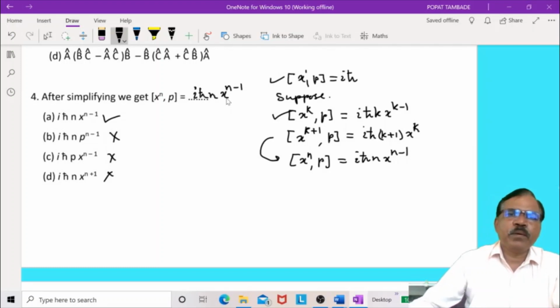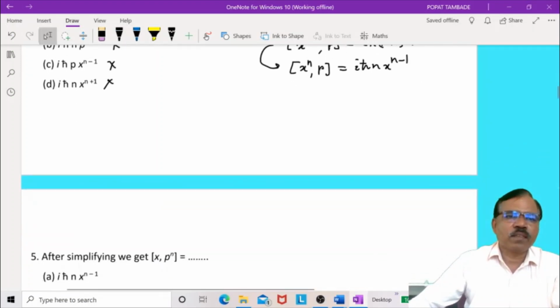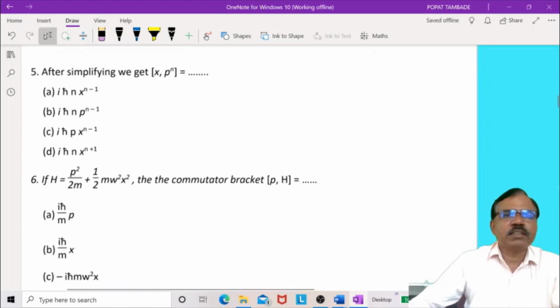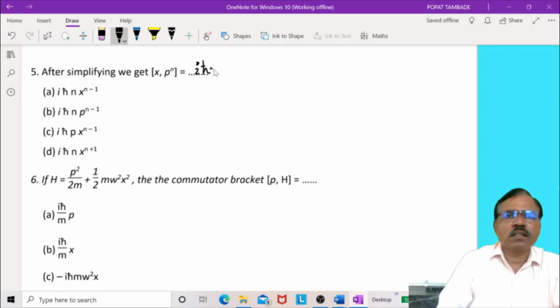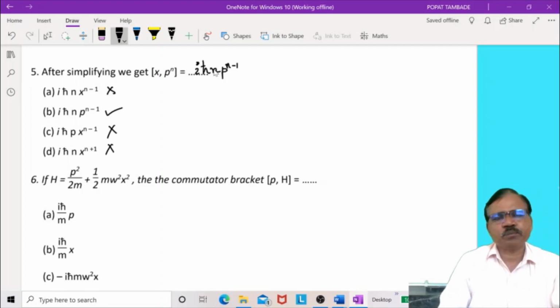Now if we go to the next one, after simplifying we get the commutator bracket [x, p^n]. Now this comes out to be iħ n p^(n-1) by mathematical induction. So if we see here, this second one is correct, this first one is not correct, third one is not correct, fourth one is not correct.